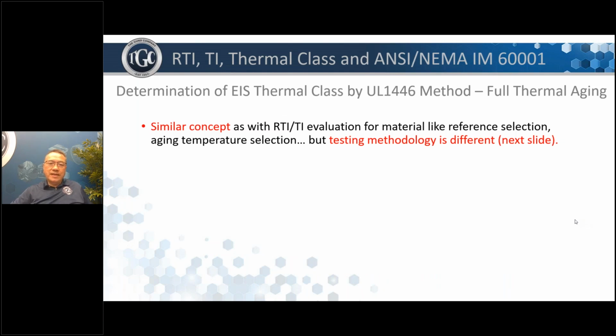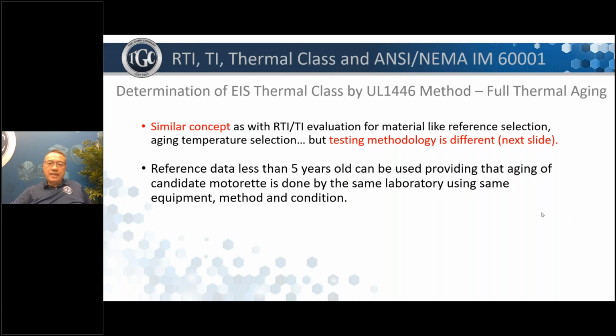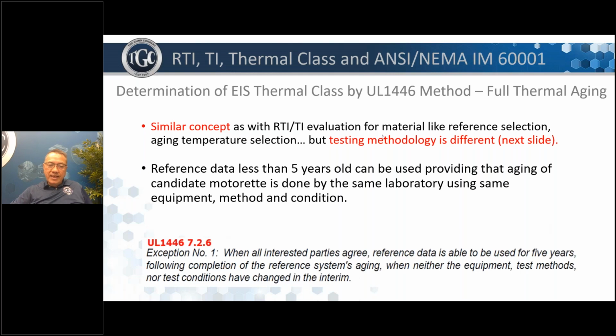Now, how do we do thermal aging for EIS, or electrical insulation system? The concept is similar, but I'll talk about the difference in test methodology on the next slide. And again, I like to bring up something that is kind of hidden in the fine print. Unlike the RTI or TI of a single material, for a system you have to use multi-rat tests, and the multi-rats are very expensive to construct. UL do have a provision.